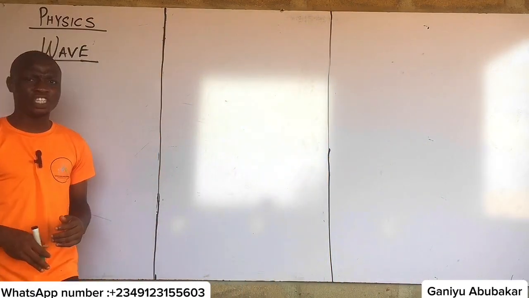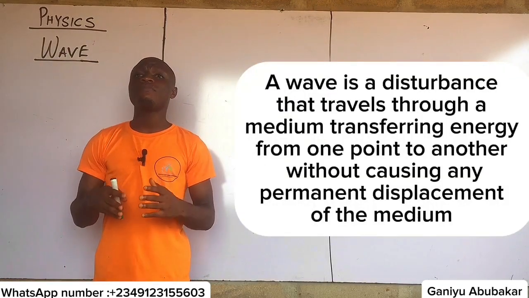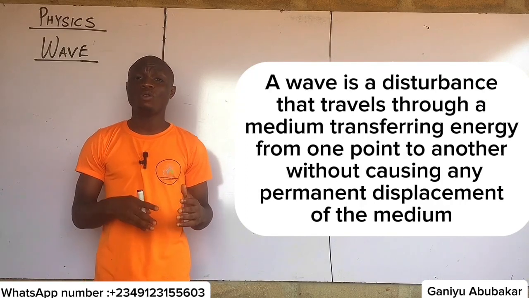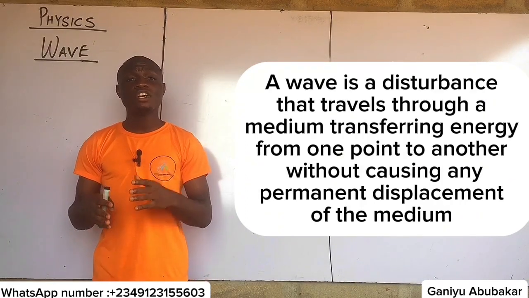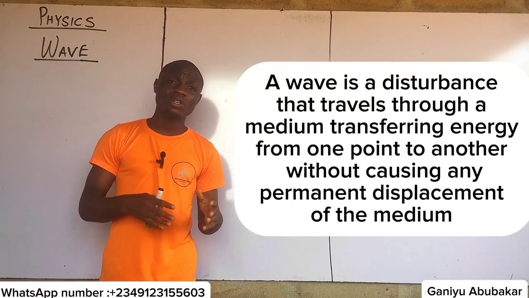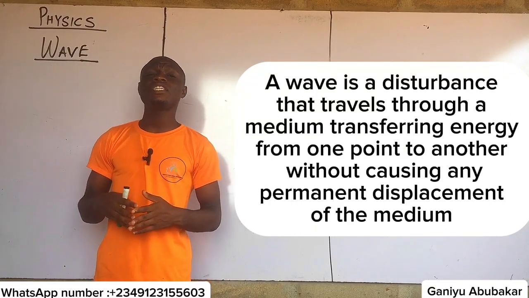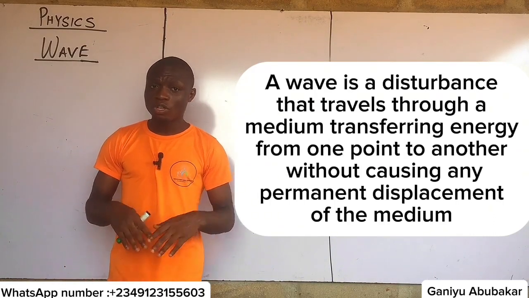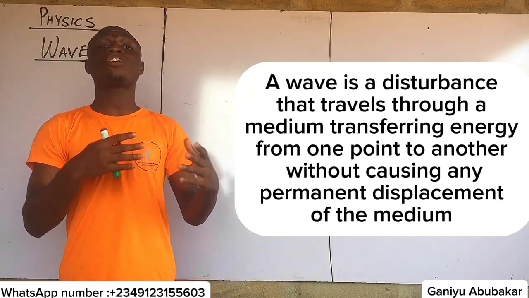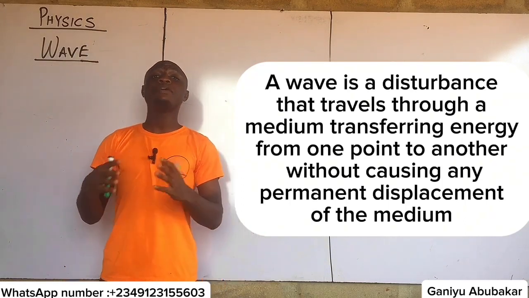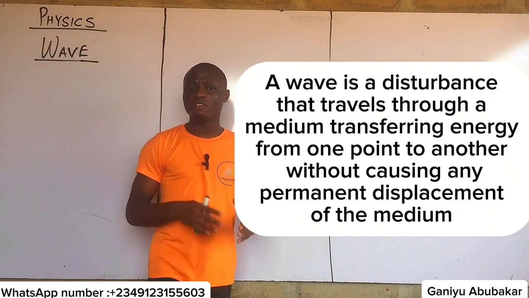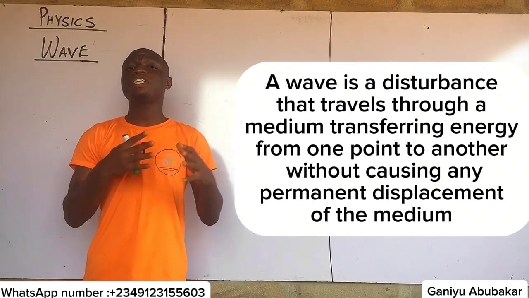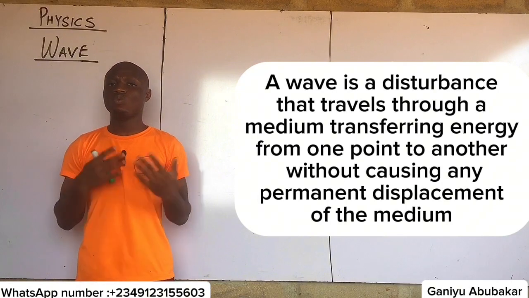What is a wave by definition? A wave is simply a disturbance that travels through a medium, transferring energy from one point to another without causing any permanent displacement of the medium. So I'm saying that a wave is simply a disturbance that travels through a medium, transferring energy from one point to another without causing a permanent displacement of the medium.